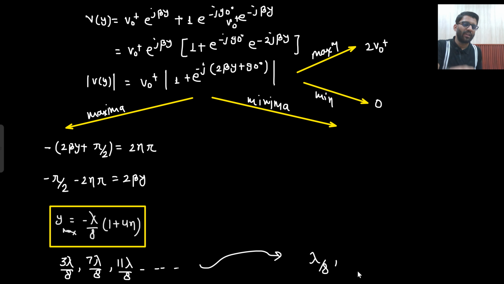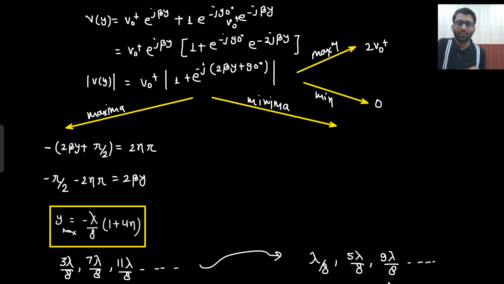Then what I need to do? From here I need to keep on adding 4 lambda by 8, or you can say lambda by 2. So 5 lambda by 8 I will get. Then 9 lambda by 8 I will get. In that manner I will get. So first what are you getting? You are getting voltage minima, and voltage minima you are getting at lambda by 8.